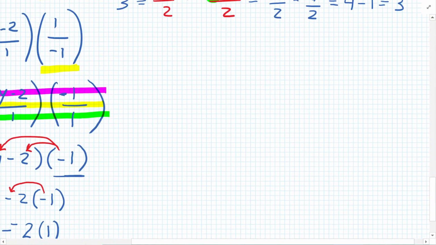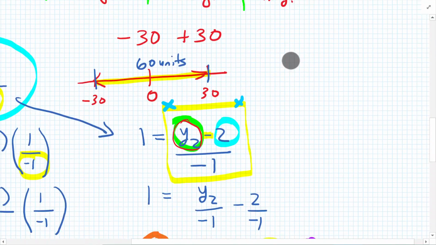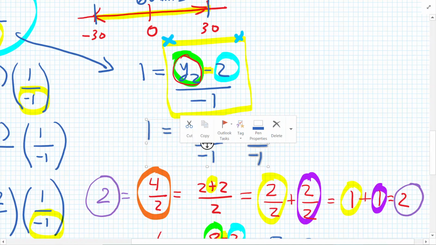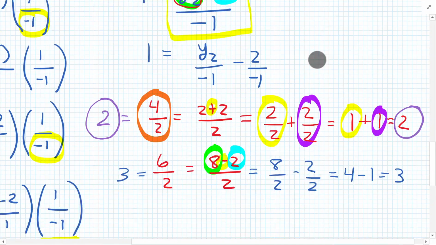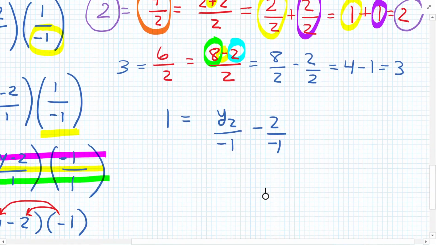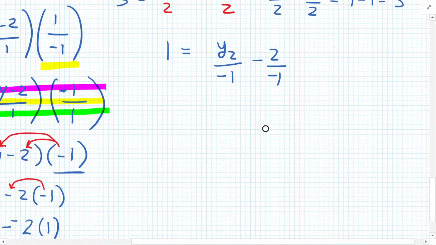Let's bring that down here. Didn't happen, so let's try again. Copy. Paste. Now that we have this problem, let's work with it like we did before.